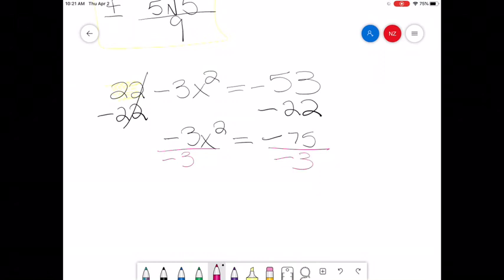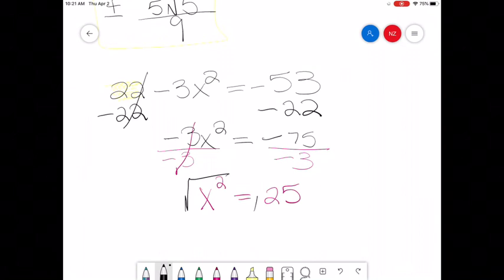Negative divided by negative, I know is going to be a positive. 75 divided by 3, hopefully you know, is 25. So now I have x squared equals 25. I divided here, simplified to get 25. Now what's the opposite of an x squared? Hopefully you're saying square root. So what I'm going to do here is square root both sides.